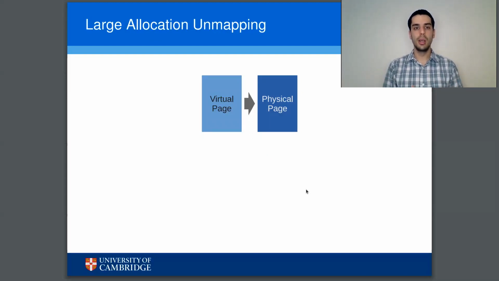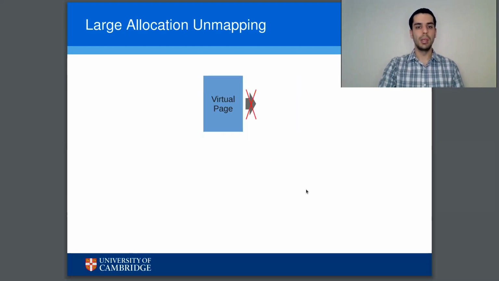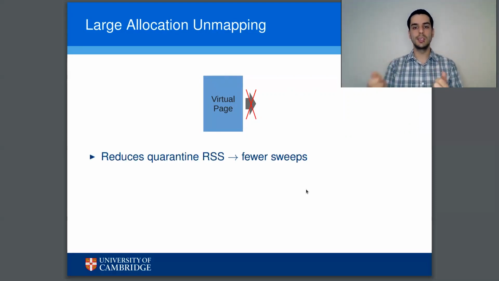Another important optimization is unmapping physical pages backing large allocations. Large allocations are allocations that have multiple full pages of memory. We can unmap the physical page backing the virtual allocation. This transforms our overheads from physical memory to purely virtual memory. Doing so reduces the resident set size impact of the quarantine and therefore lets us perform fewer sweeps, because we can exclude these allocations from the threshold. We still have a secondary threshold for conserving virtual memory overhead, but this can be much larger because of the vastness of virtual memory space.